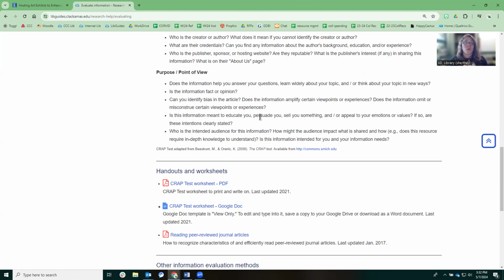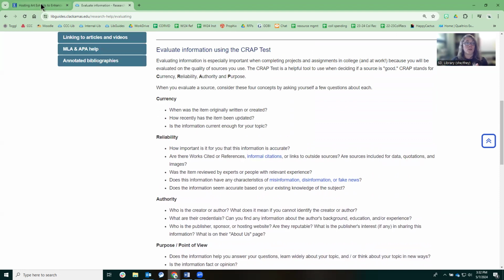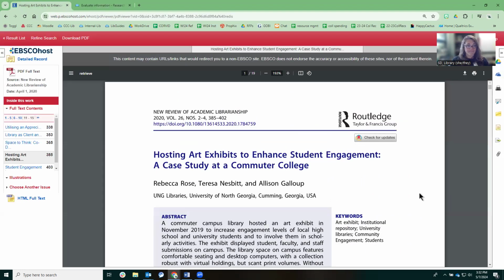I'm going to show you a little bit about these CRAP criteria in an article that I already found, that I'm interested in reading. So what are the things I'm looking for? The C in CRAP is currency. When was this written? 2020. I would say that's recent enough for my topic. If I was writing about a brand new kind of medicine, 2020 might be old. But for this purpose, I can see how some of the things that they learned in this study are going to relate to my topic.